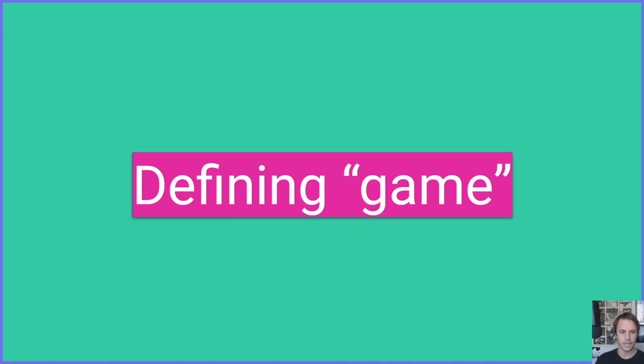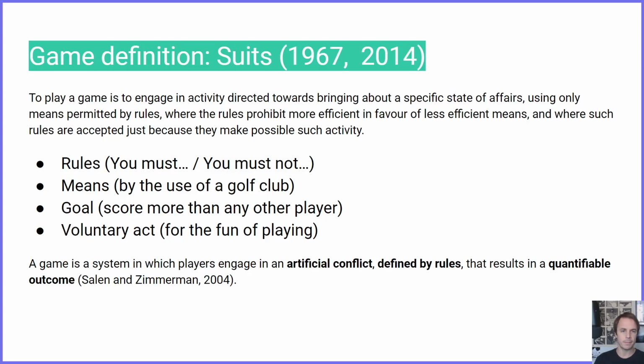So first of all, let's define game. There are many game definitions that one may refer to. I'm particularly fond of this one by Suits, which says that to play a game is to engage in an activity directed towards bringing about a specific state of affairs, using only means permitted by rules, where the rules prohibit more efficient in favour of less efficient means, and where such rules are accepted just because they make possible such activity. An example of a game which is very easy to understand based on this definition is golf.